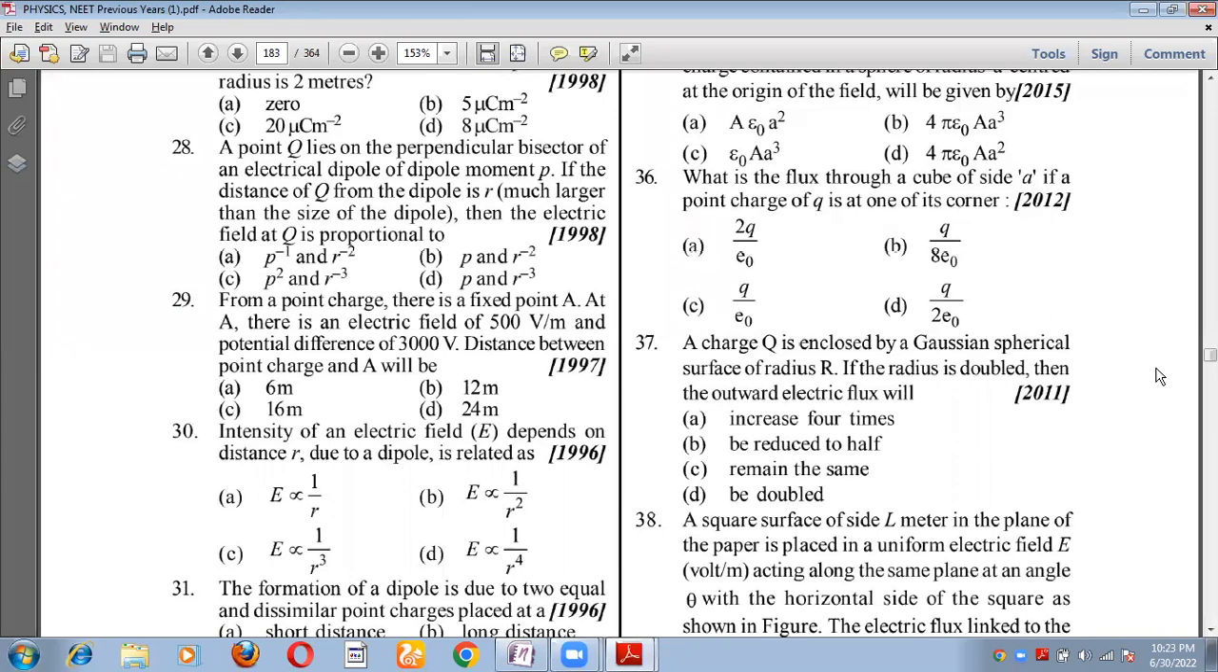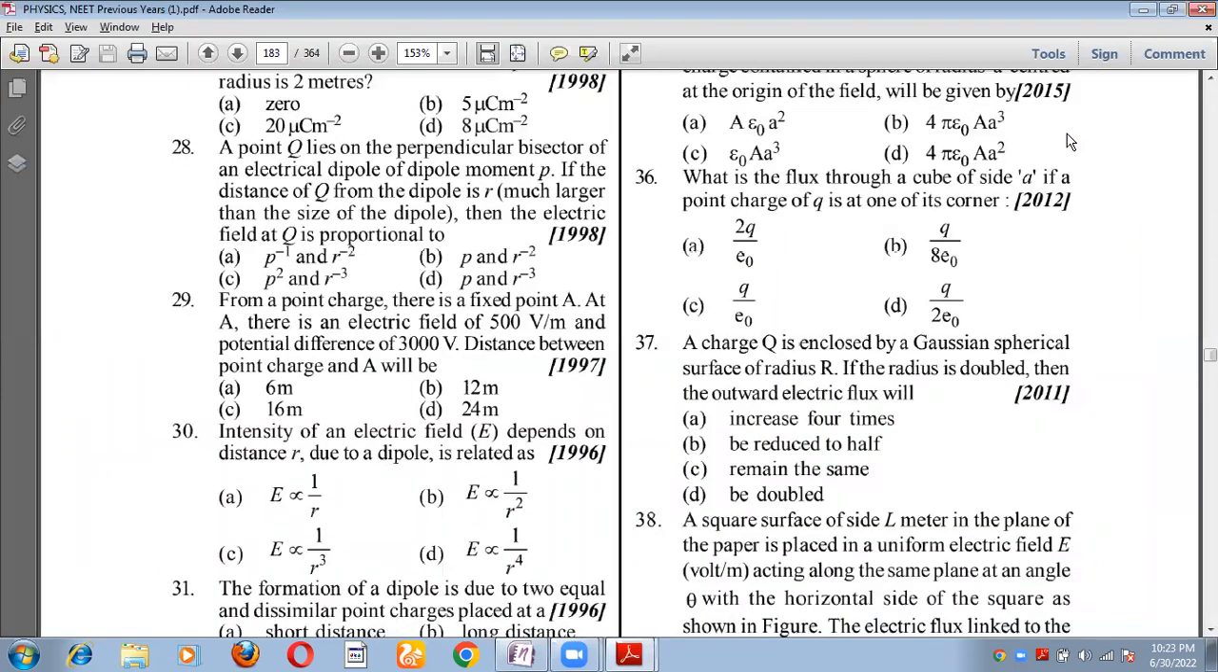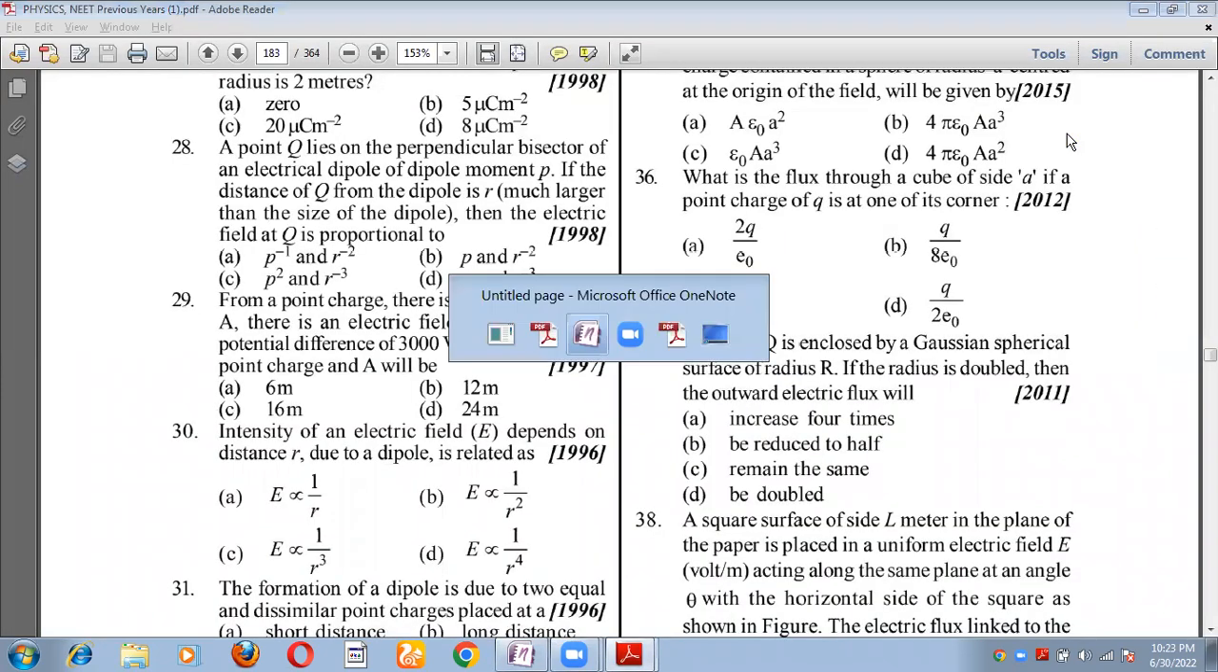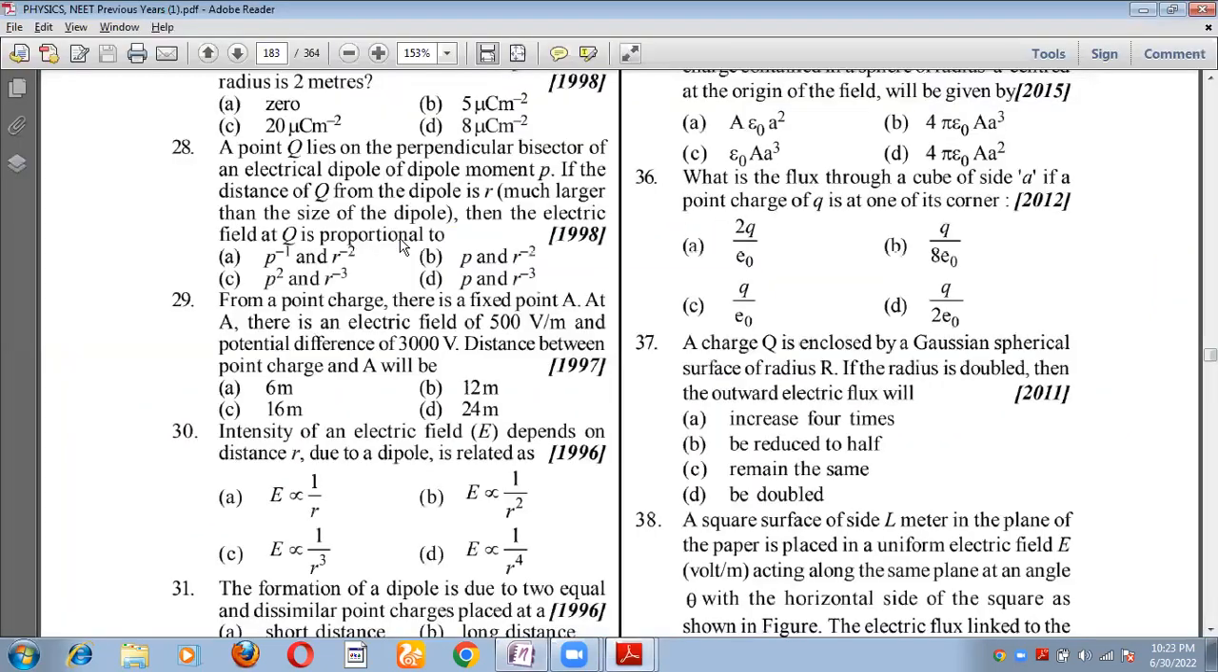First I will explain the question, what it is saying. It says that from a point charge there is a fixed point A. Suppose I have this point charge, and from this I have a point A here. And this charge is Q.